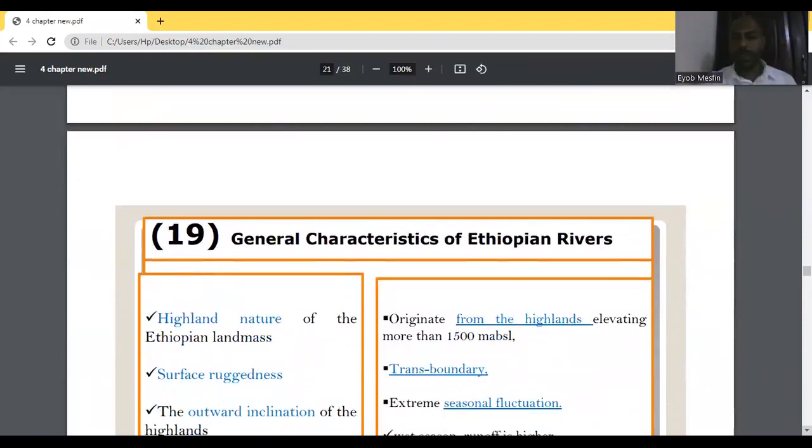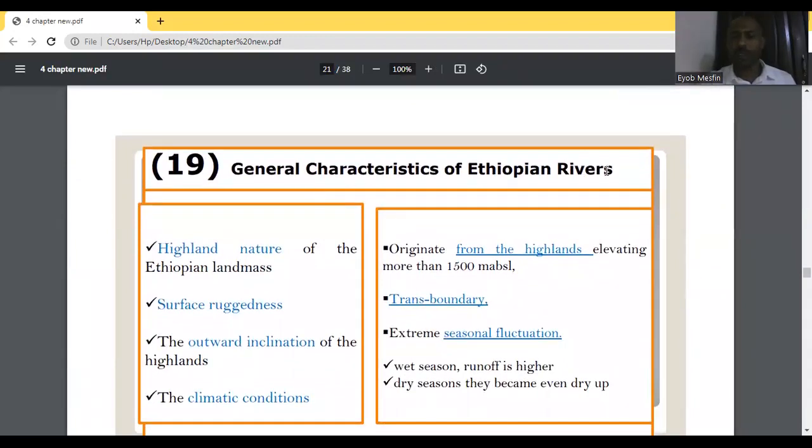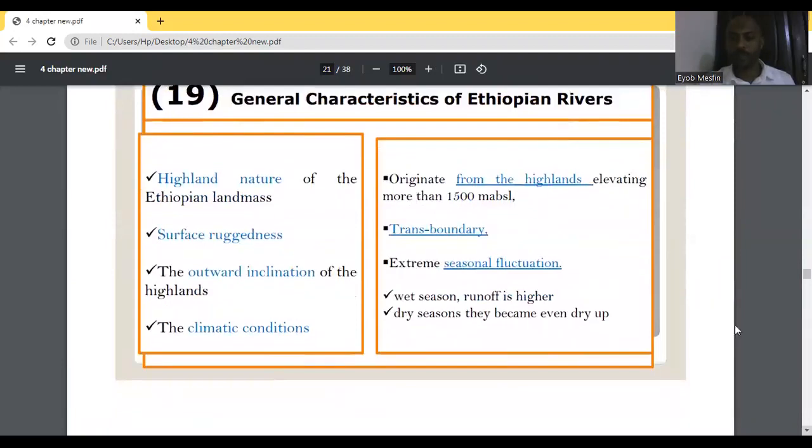The other concept is the general characteristics of Ethiopian rivers, which we have discussed at different times. Due to the highland nature of the Ethiopian landmass, I think 56% is covered by highland and 44% is lowland. From this proportion, we can sum up that most of the Ethiopian land is covered by mountains or highland.